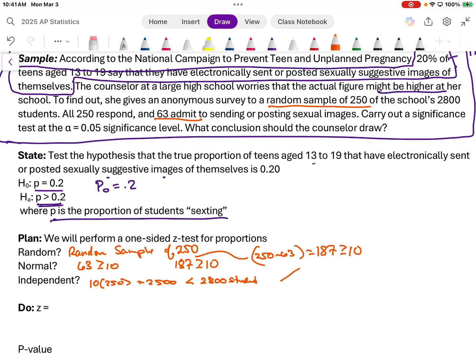Now we're ready to do the do phase. So let's calculate our p hat. So what is p hat? So p hat, not p value, p hat. P hat is equal to 63 out of 250. As a decimal, that works out to be 0.252.